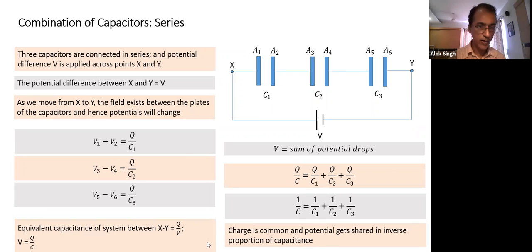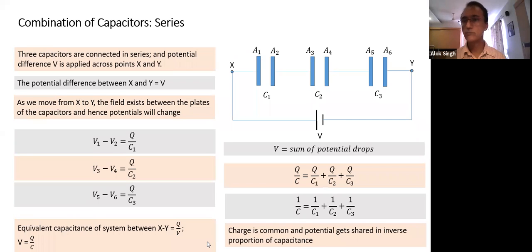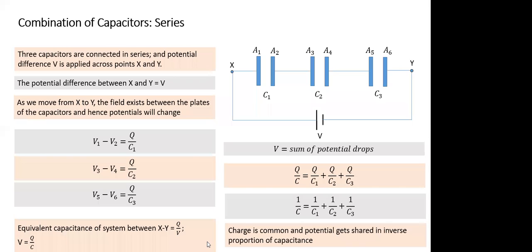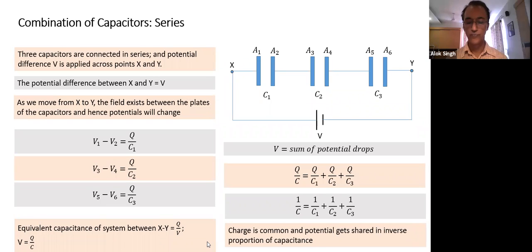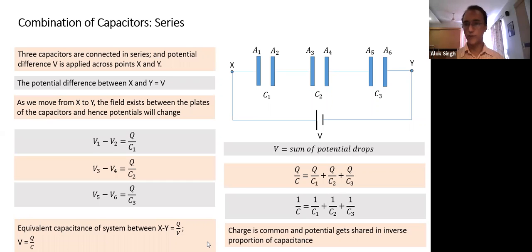Gayatri, can you repeat what I said? In series, the capacitors are connected directly. Yes. And then all capacitors will have equal charge. Equal charge. And potential gets shared in inverse proportion of capacitance. That's a simple 3 points.